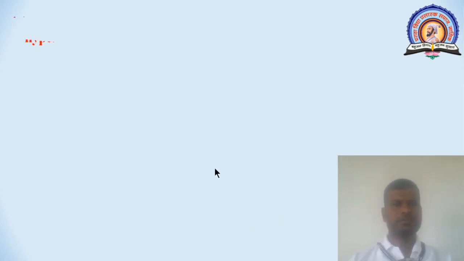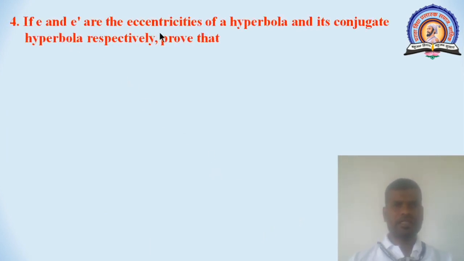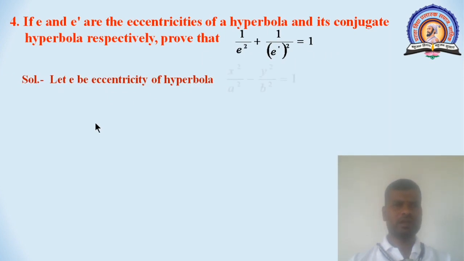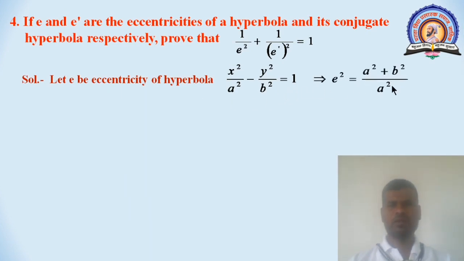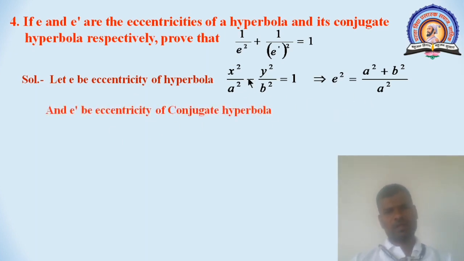The next example is if e and e dash are eccentricities of hyperbola and its conjugate hyperbola, e is eccentricity of hyperbola and e dash is eccentricity of its conjugate hyperbola, then prove that 1 upon e square plus 1 upon e dash square is equal to 1. Now e is the eccentricity of hyperbola x square upon a square minus y square upon b square is equal to 1. Therefore we have e square is equal to a square plus b square upon a square, using the standard formula of eccentricity of hyperbola. Now for the conjugate hyperbola of this hyperbola, you only have to exchange the term of y square upon b square and x square upon a square.